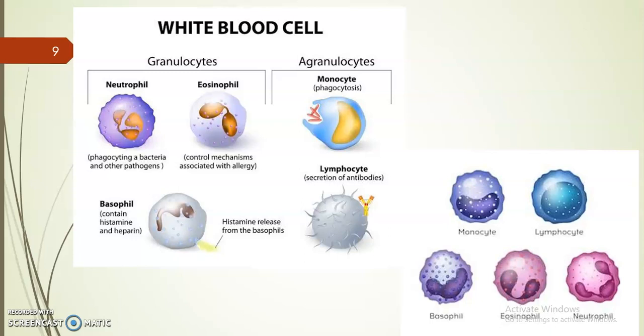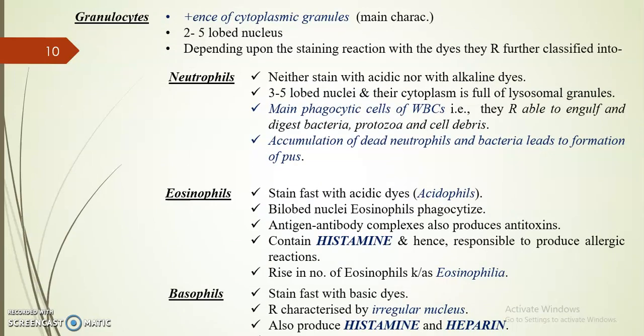Then monocytes and lymphocytes. Basophils have 3 or 4 lobed nuclei. Eosinophils have bilobed nuclei, and neutrophils have 3 to 4 lobes. Eosinophils have 2 lobes. Basophils are irregular in shape. Granulocytes have the presence of cytoplasmic granules and a 2 to 5 lobed nucleus.